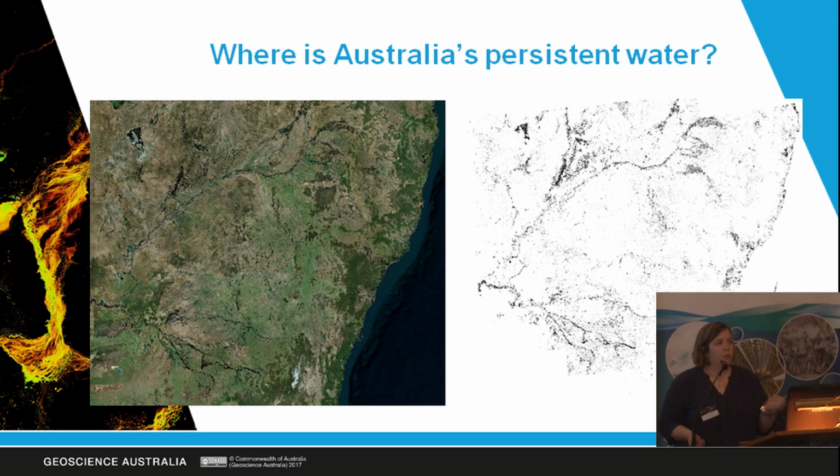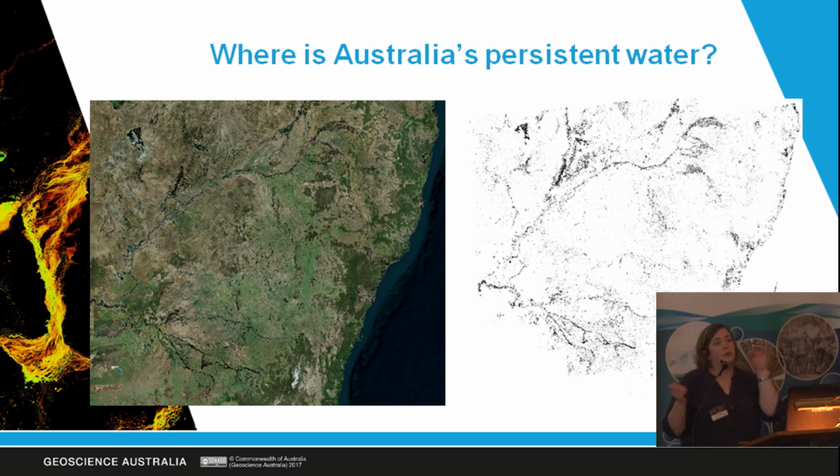The more I work in this field, the more I realise that the data sets I thought we had, we actually don't. One of those that I thought we would have, but we don't, is where is Australia's persistent water? Where do we know that there is going to be standing water in the landscape? This is the product that we developed to help with that. You can't really see it on this side, but I just put it here for context. This is New South Wales. And what you may see is a smattering of dots.